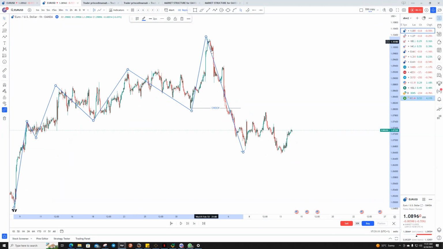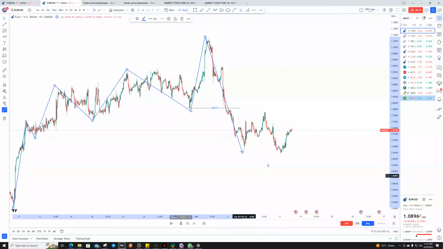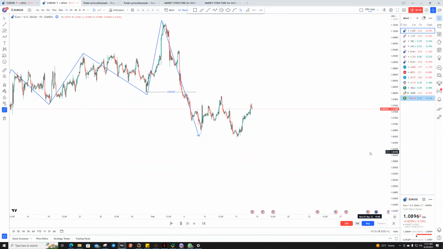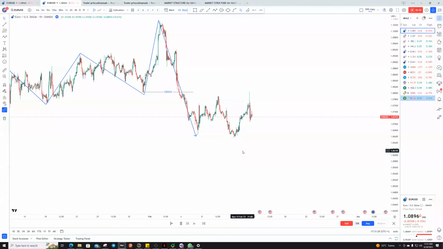So it has changed totally to a downtrend and then it keeps on going. Let's see what happens. We don't know what is going to happen in the future, but we are just playing it to see.